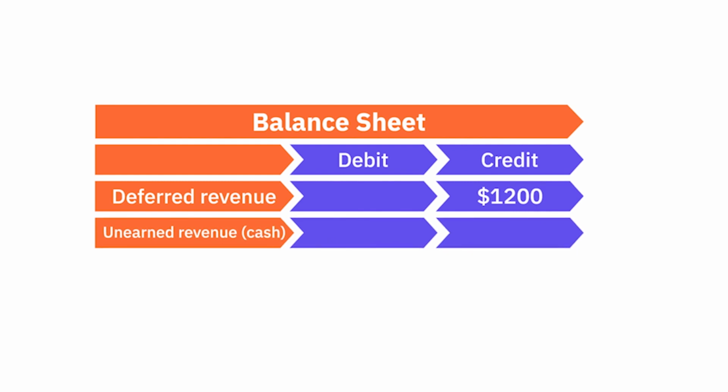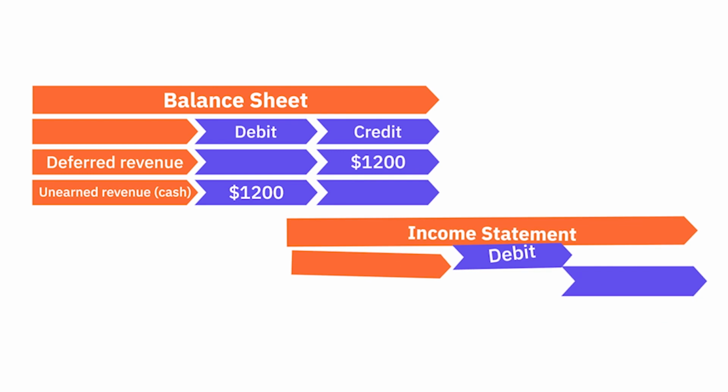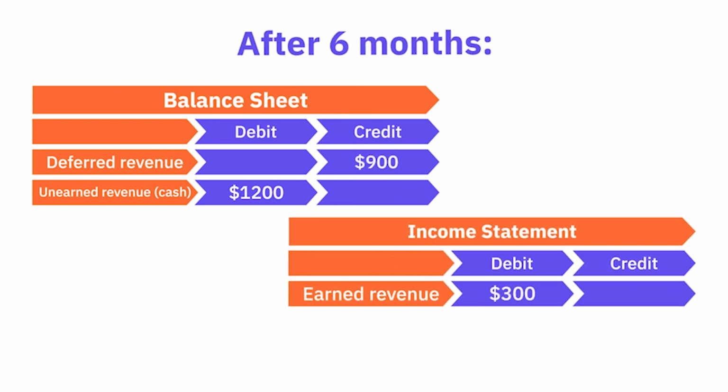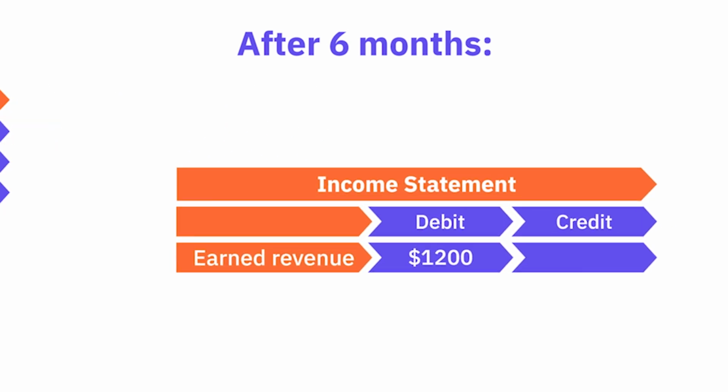It's classed as a credit because you've already received the money. To balance your accounts, you also record the money as unearned revenue or cash. As each month passes, you can move $100 of your deferred revenue balance into your income statement. After 6 months, here's what the accounts will look like. This continues until the end of the subscription. At this point, the deferred revenue balance is $0 and the earned revenue is $1,200.